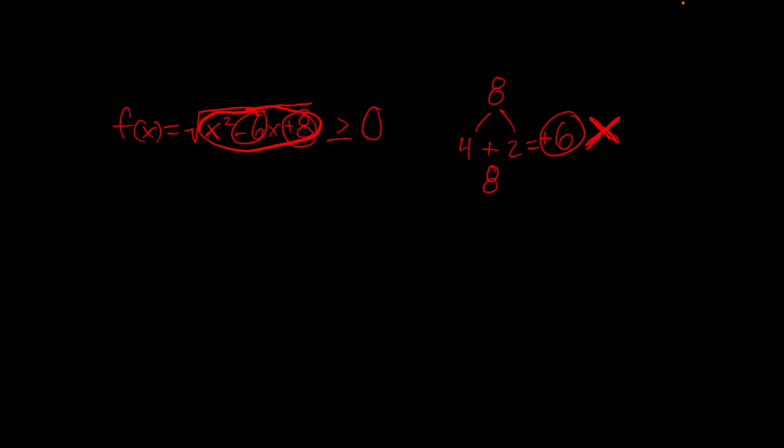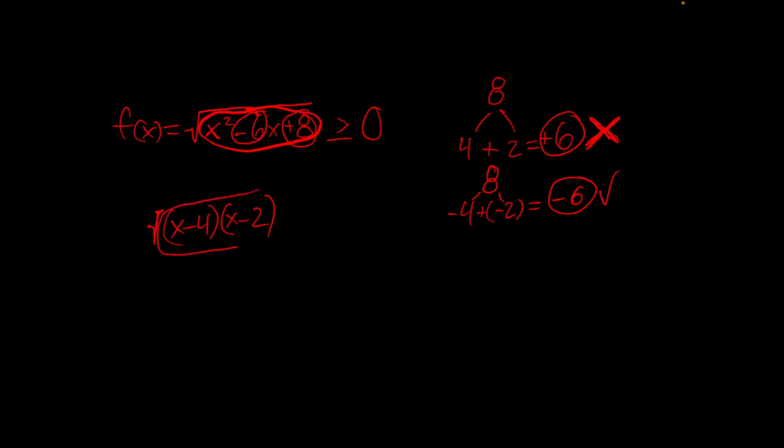Now what about negative 4 and negative 2? Those both multiply to 8, and when you add them, you get negative 6. This is what we're looking for. So now we can write this as x minus 4 times x minus 2. And remember, we're still trying to find the square root, but we're not going to focus on that for now. So whenever I'm talking about something, assume I'm talking about what's right here.